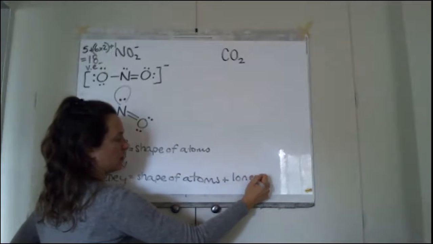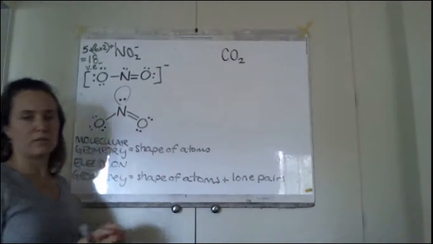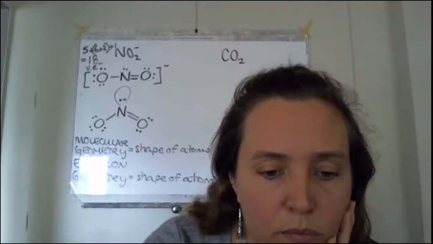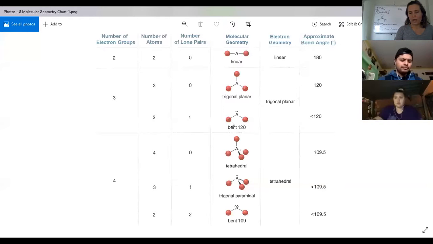So for this one, would it be trigonal planar? Right, trigonal planar, and let me show you the chart again. So in this case, we've got 2 bonded atoms to the central nitrogen and a lone pair. So the shape of the atoms, the molecular geometry, is bent with 120 because that's the angle. The angle is less than 120, but it's close.